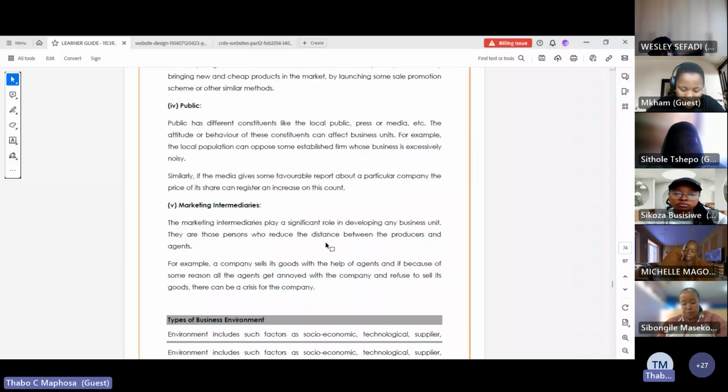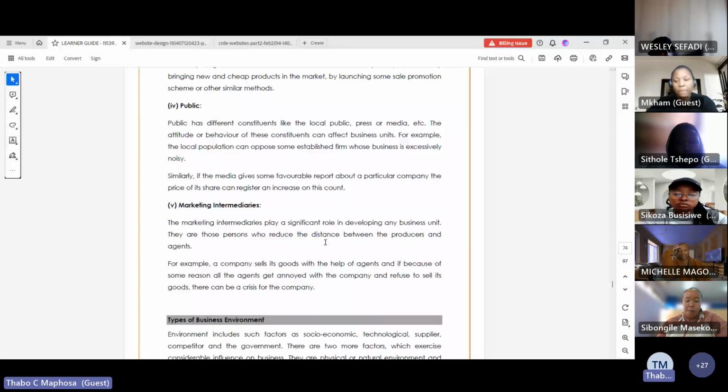Then the public has different constituents like the locals, the press, the media, and the attitude or behavior of these constituents can affect business units. For example, a local population can oppose some established firm whose business is excessively noisy. Like I'm pretty sure you have seen, there was a time when Shell wanted to go and drill some gas somewhere in the Karoo. They wanted to drill some gas in the Karoo. And people came and complained, led by Greenpeace. And the deal was done.